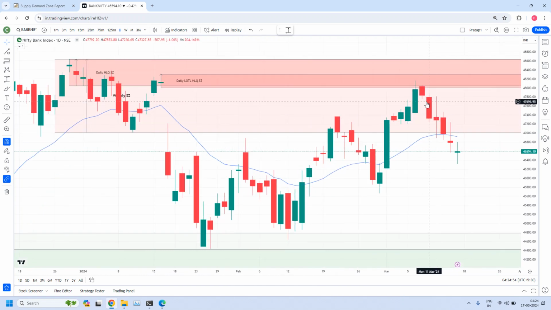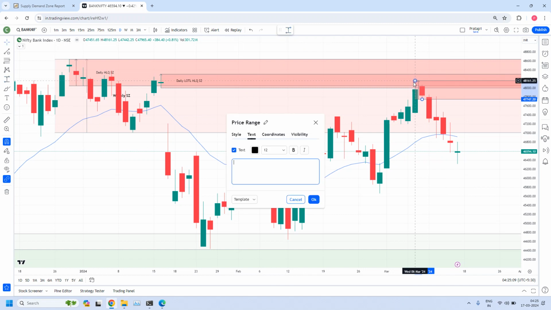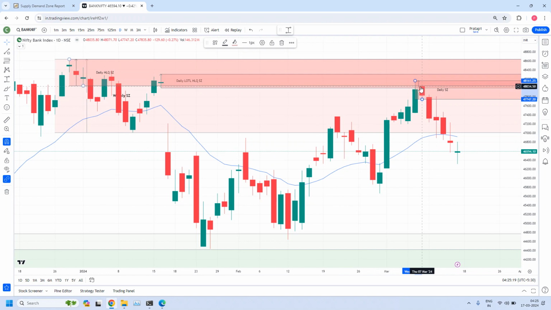See, it already picked up the orders. Rally, base, rally. The next candle went and picked up the orders. See the rejection. So here also strong order flow is there. Okay, let us draw what's wrong. This is a daily supply zone, not high liquidity. But this daily supply zone has picked up the orders from the high liquidity zones. So this entire thing is LOTL.